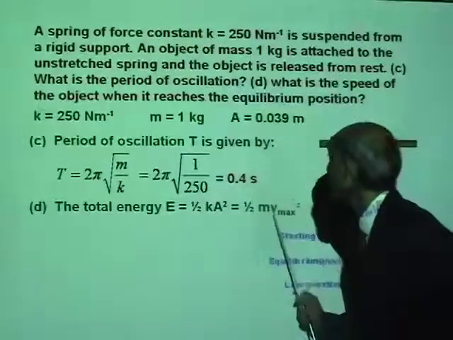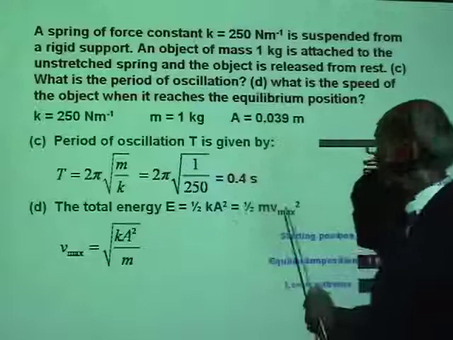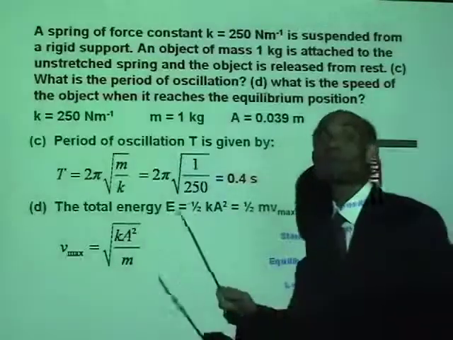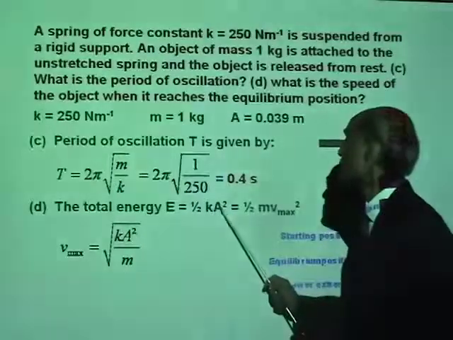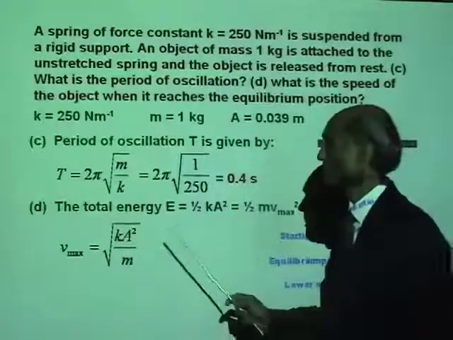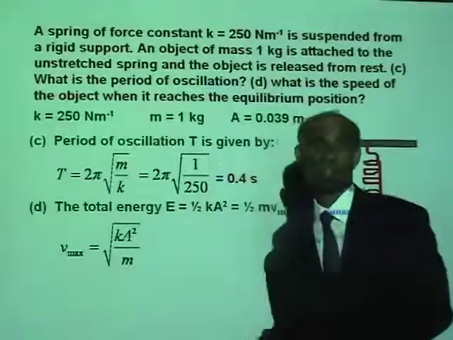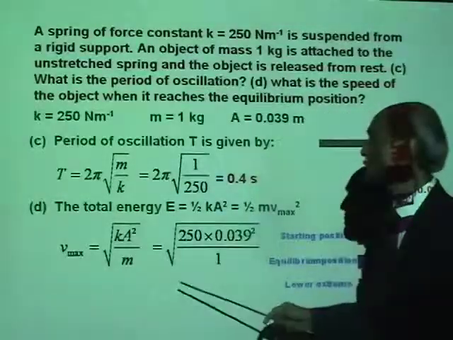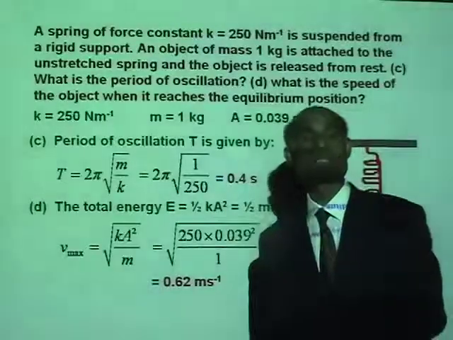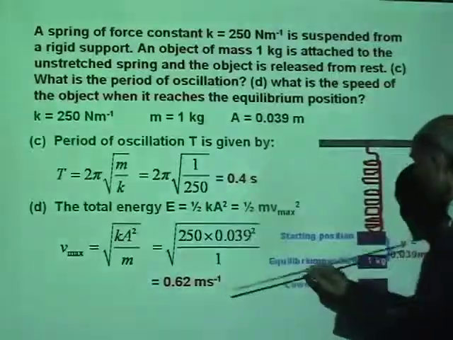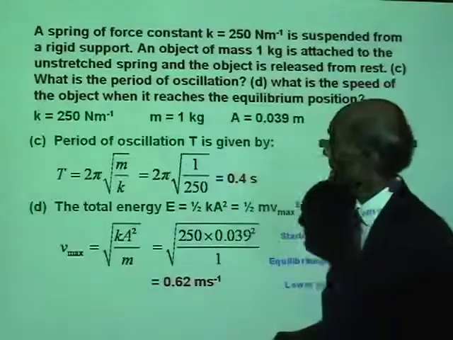Alright, we want to find the value of v max, the velocity at the equilibrium position. Solve for v max. We have done that again in the last class. v max is the square root of k a squared over m. Alright, we know k, we know a, we know m. Substitute those values and that will give you the maximum velocity is 0.62 meter per second. The maximum velocity occurs at the equilibrium position. Okay.